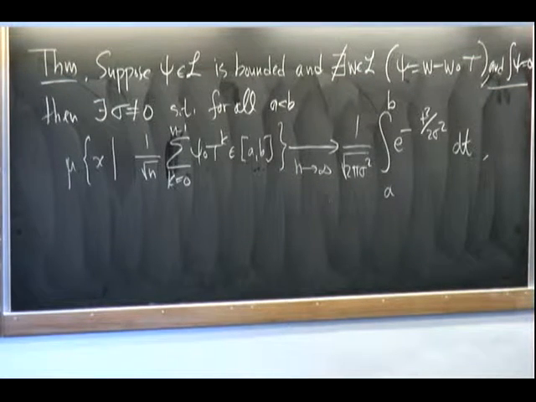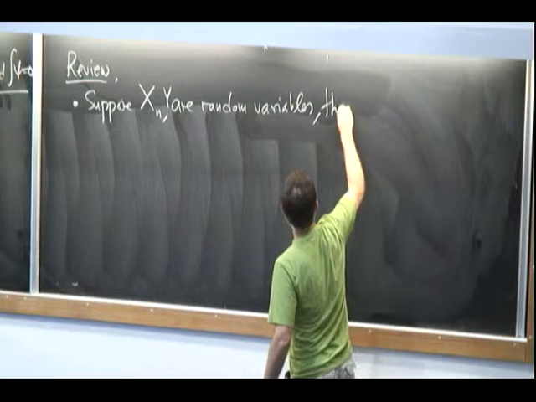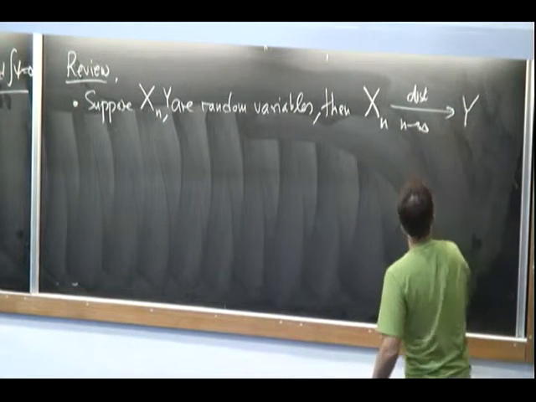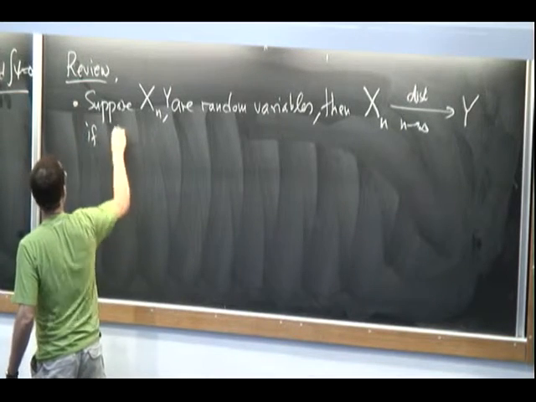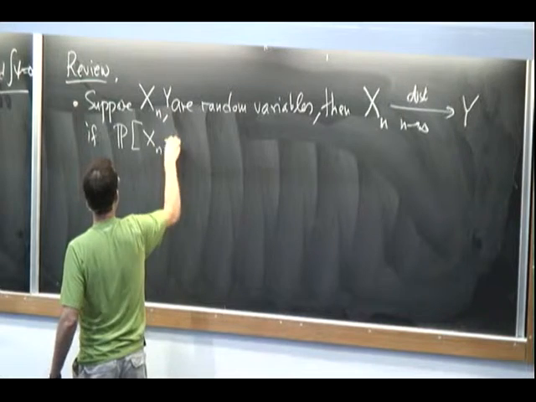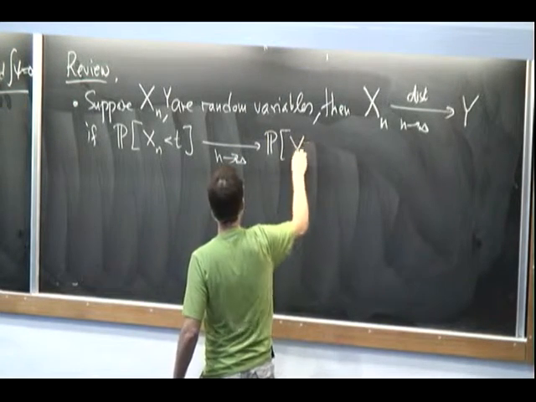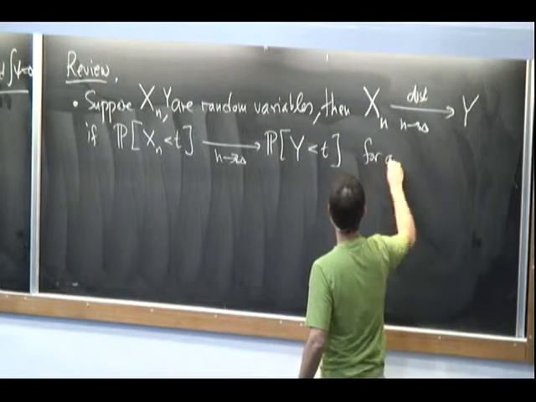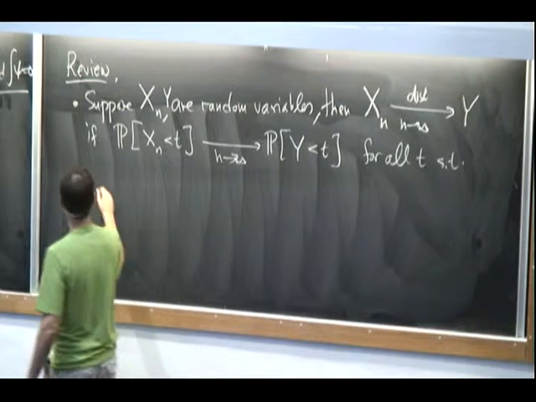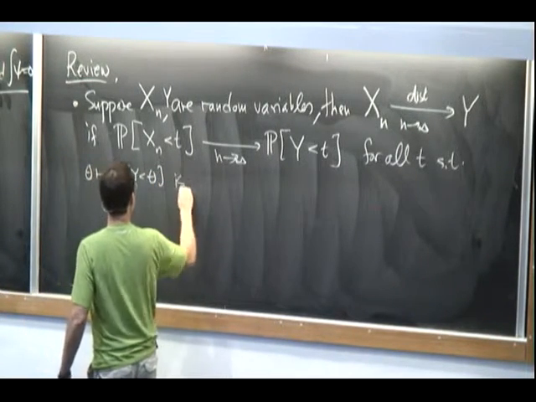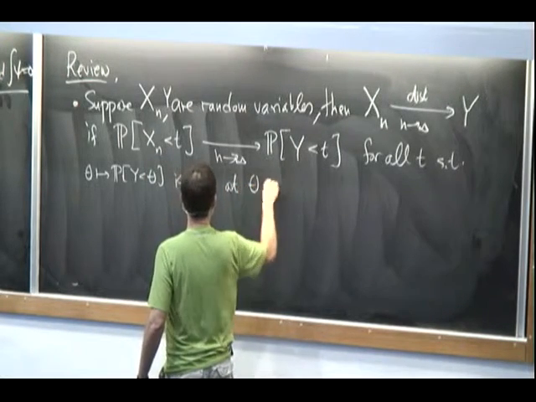Okay, so suppose Xn are random variables, not necessarily defined on the same probability space. Suppose Y is another random variable. Then we say that Xn converges in distribution to Y if the probability that Xn is smaller than t converges, as n tends to infinity, to the probability that Y is less than t, for all t such that theta goes to the probability of Y less than theta is continuous at theta equals t.